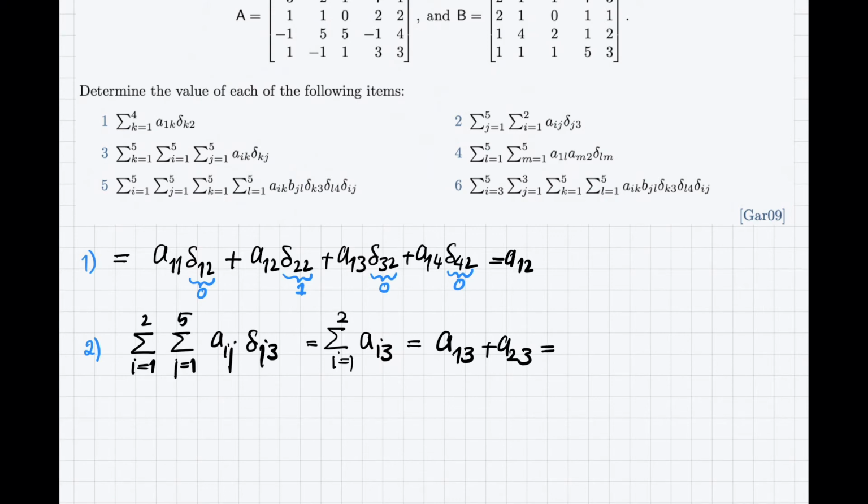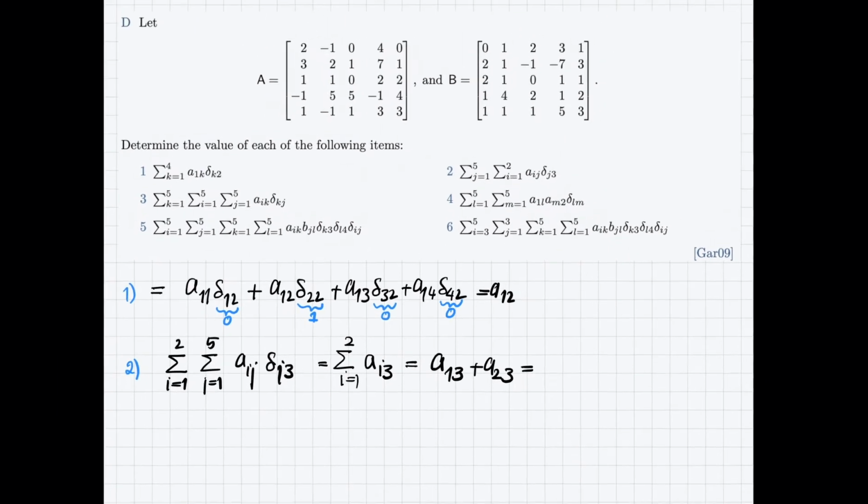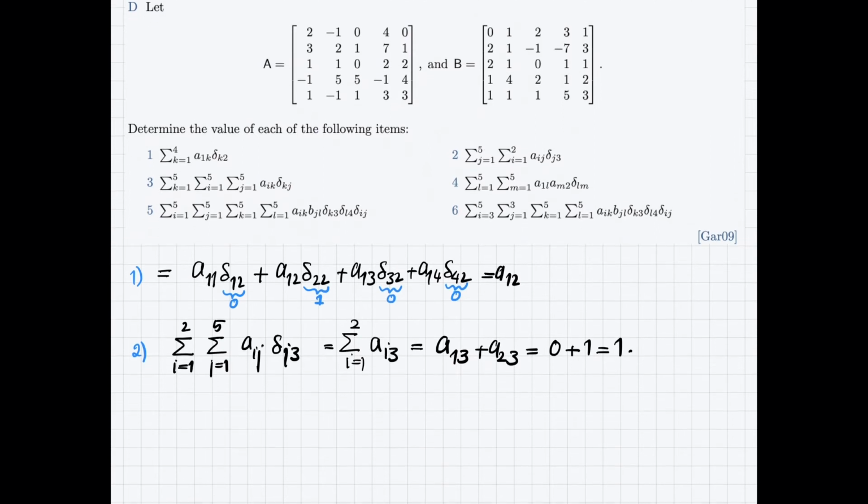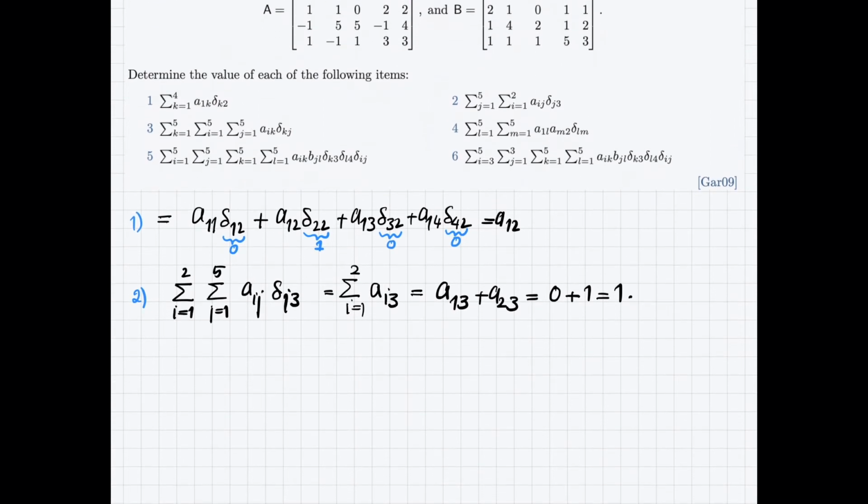But then if I go to matrix A, A1 3 is the entry on the first row and the third column, so it is 0. This one is on the second row and the third column, so that is 1. So the answer is 0 plus 1, which is 1. Okay? Now let us do number 3.